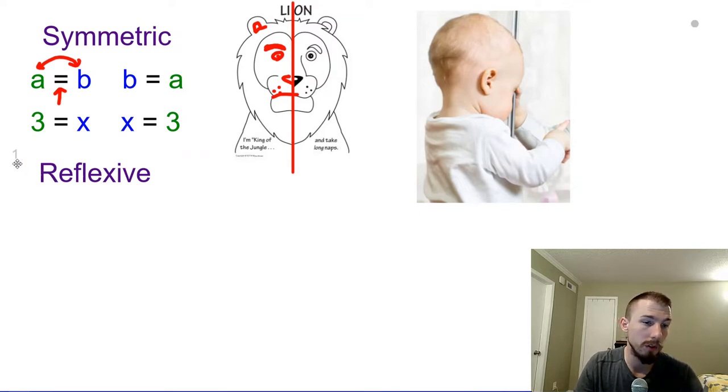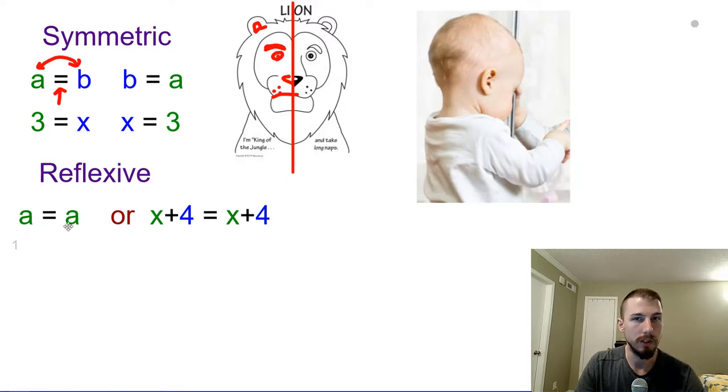The other one is called the reflexive property. What's different about the reflexive property, see if you can see it, is that we're not switching the order. We're just saying that things are equal to themselves. So anything is equal to itself. The expression x plus 4 is equal to the expression x plus 4.